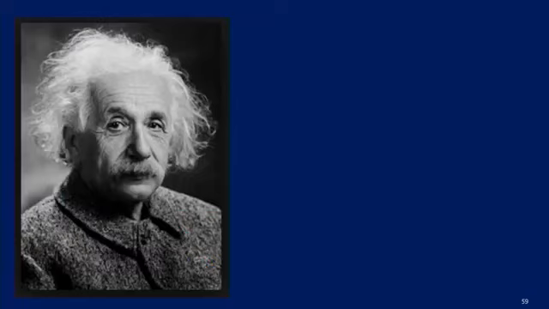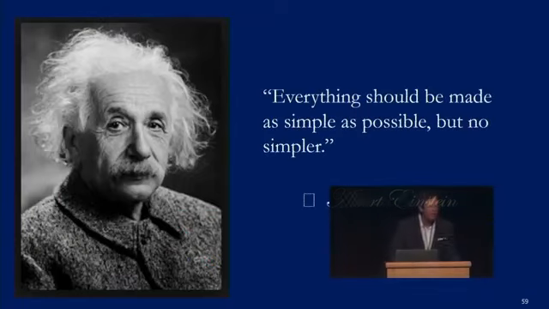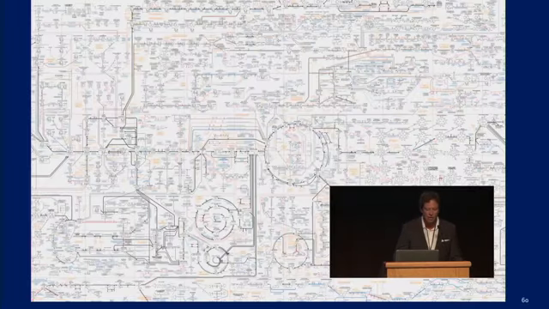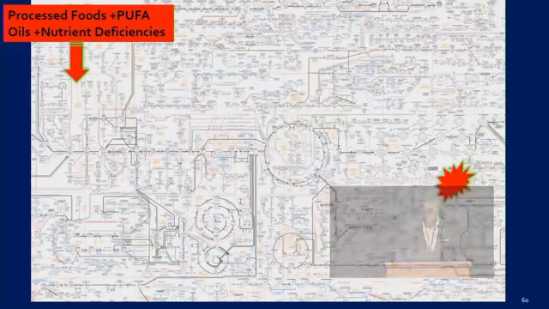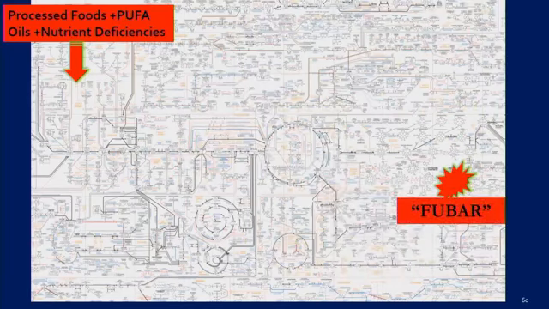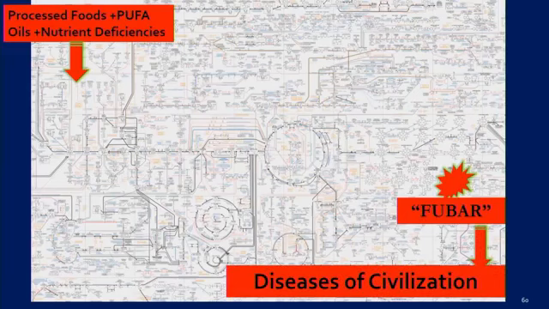All right, now, Einstein himself said everything should be made as simple as possible, but not simpler. And so taking that to heart, metabolism is fantastically complex, right? But if you plug processed foods, PUFA oils, nutrient deficiencies into our system, you know what we end up with is FUBAR. If you're not familiar with FUBAR, I believe it's a German term. It roughly translates to fouled up beyond all recognition. And out of that, we get all the diseases of civilization. That's really the most parsimonious explanation I can give.